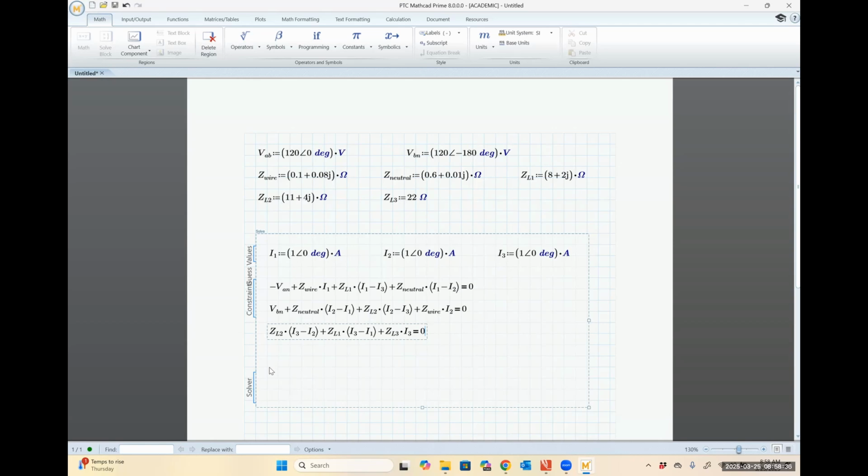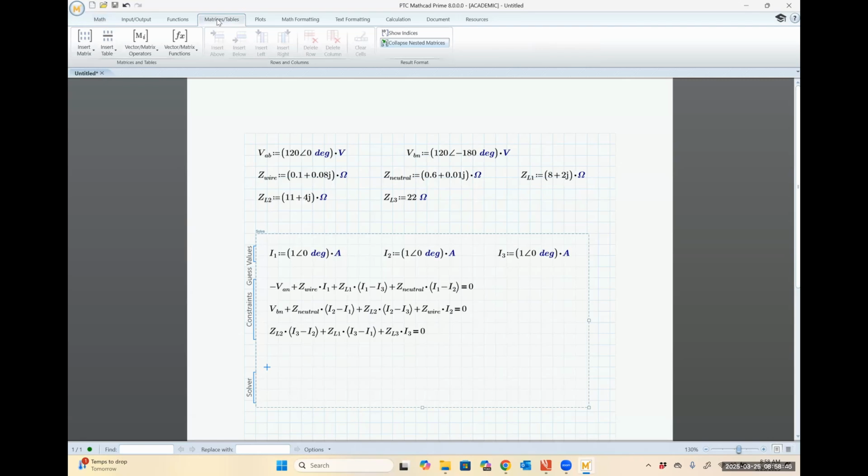So the next thing that I'm going to do, and this is technically optional, but it is very good practice, and I'll explain why in a moment, is I'm going to put a matrix in over here in the solver area. Because I'm solving for three different variables, I1, I2, and I3, I'm going to put a 3x1 matrix. And I'm going to put in I1, I2, and I3 in those spots. And then I'm going to press Shift equals.